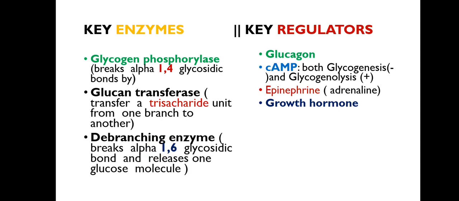So, I repeat, the key enzymes we've got, what? Glycogen phosphorylase enzyme. It breaks 1,4 glycosidic bonds. We've got glucan transferase. It transfers a trisaccharide unit of glucose from one branch to another. Debranching enzyme. It breaks alpha 1,6 glycosidic bonds.